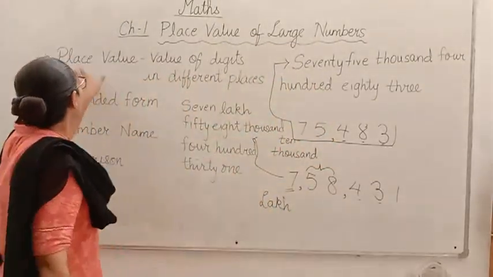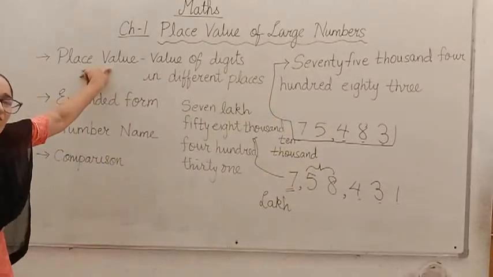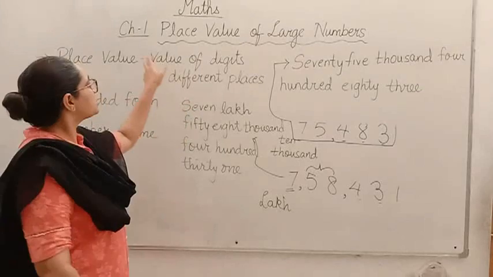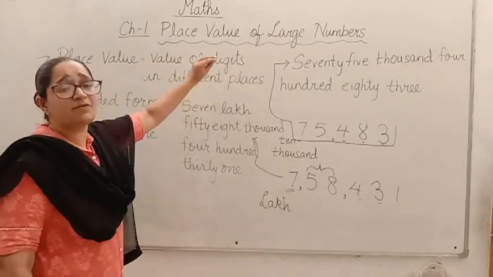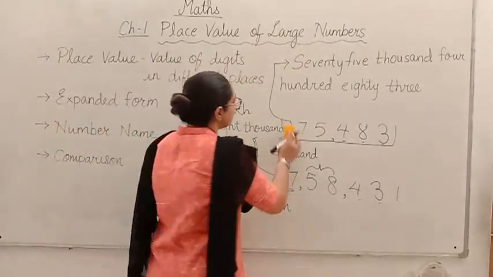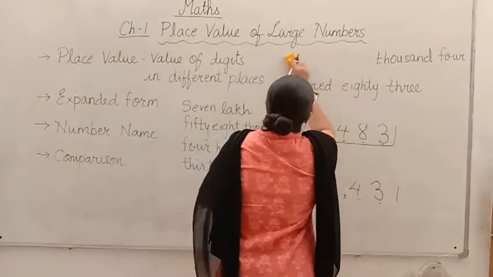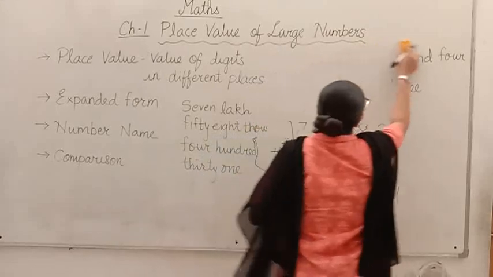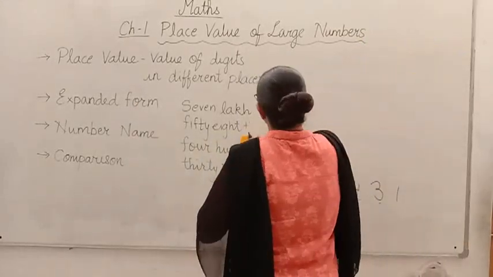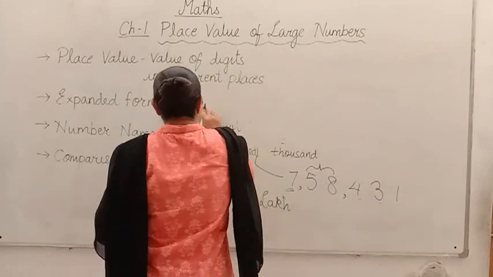Now we have also learned about place value, if you remember. So what is place value? Place value is the value of each and every digit in different places. Now let's consider a number. Let's consider a 4-digit number first. What you have done last year. Let's go through it first.